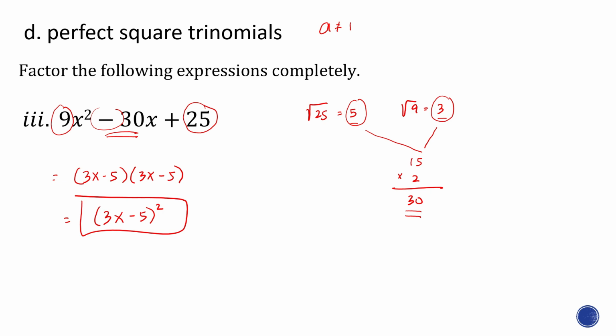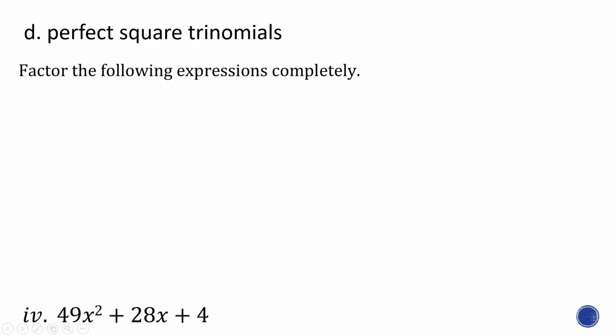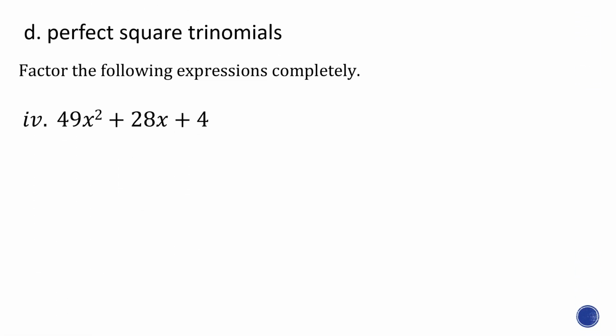Alrighty, let's go to the last example. We have a 49 here and a 4. The square root of 49 is equal to 7. The square root of 4 is equal to 2. What we will do next is multiply these two numbers. That gives us 14, and we double that, which is equal to 28. So basically, we need to do all of this to check if what we have is a perfect square trinomial, that is, that it's equal to the second term.